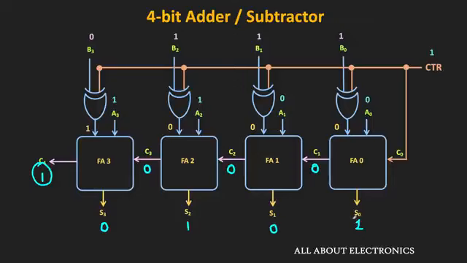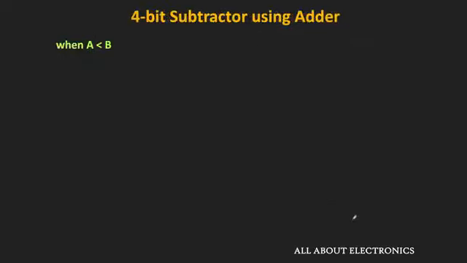That means by using these XOR gates along with this control input, we can use the adder circuit for the addition as well as the subtraction. Alright, so far in our discussion, we have only assumed that the number A is greater than B. But we can also have the other case where A is less than B. So let us also consider this scenario.